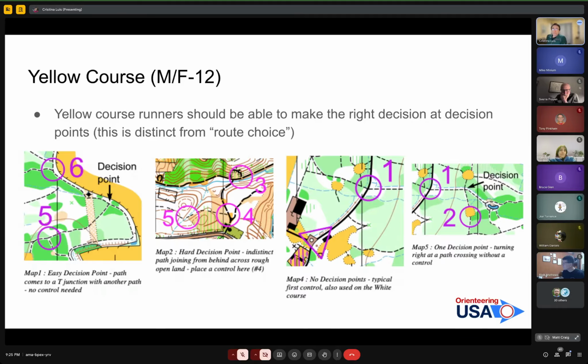All right, and here's another example of not putting a control, right? This is an equal four-way junction. They get here, they need to recognize that they're at this intersection. Presumably it's not hard to see in terrain, and they need to know that they're turning right.